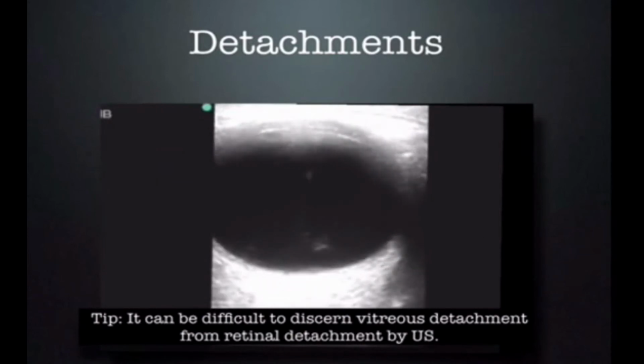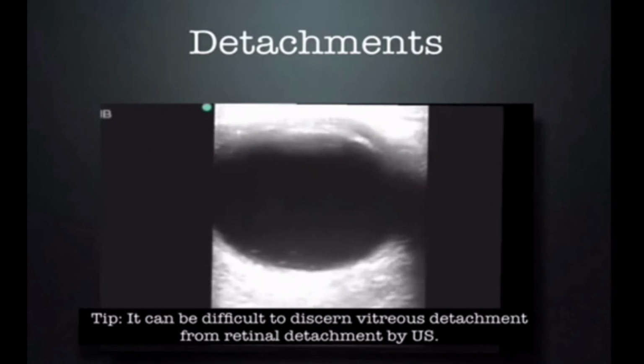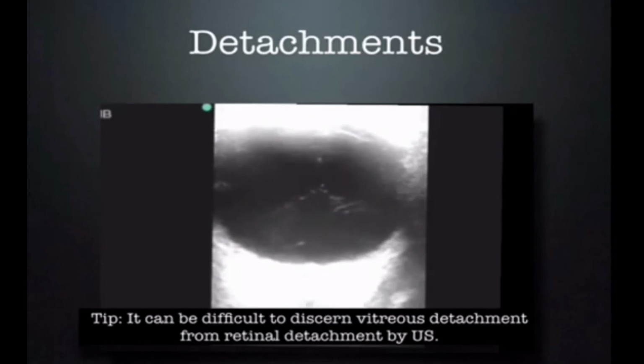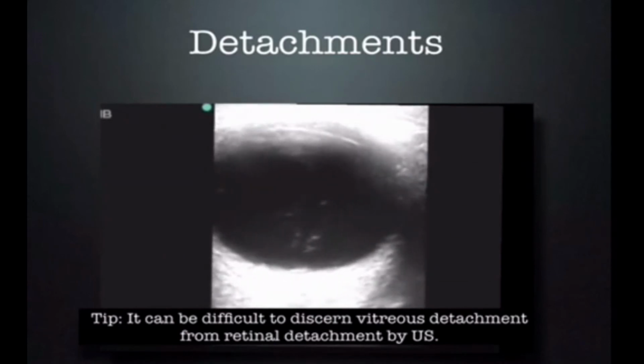It can be difficult to discern which kind of detachment it is. So which is it here? We see there's something in the vitreous. The gain is fairly high already. Is this a retinal detachment? Is this a vitreous hemorrhage? Let's turn the gain up more. We can see that there are structures. When the patient moves their eye, they are also moving. So we suspect that this is a vitreous hemorrhage. But is it from a retinal detachment or a vitreous detachment?